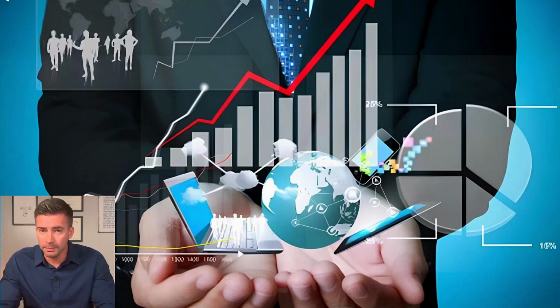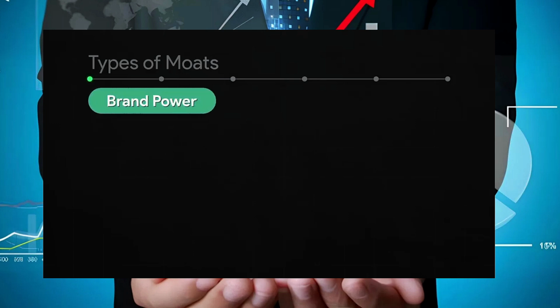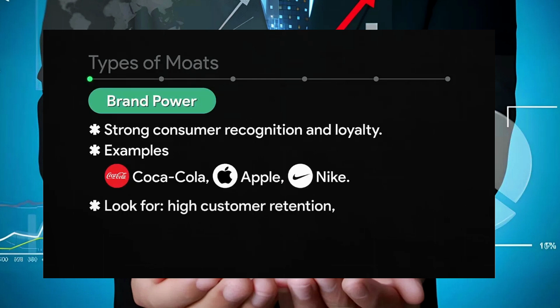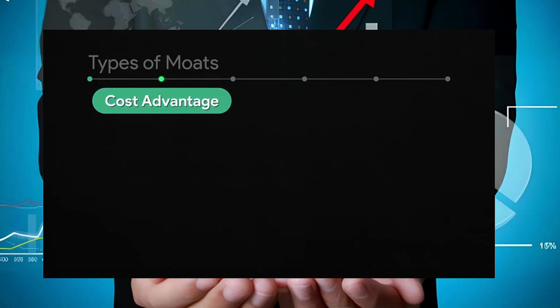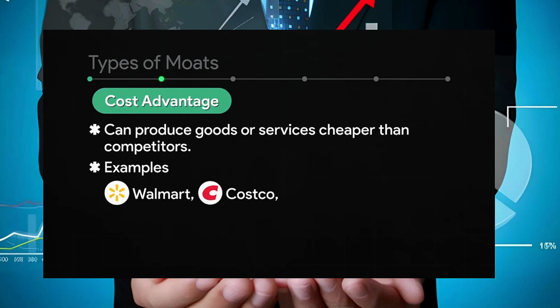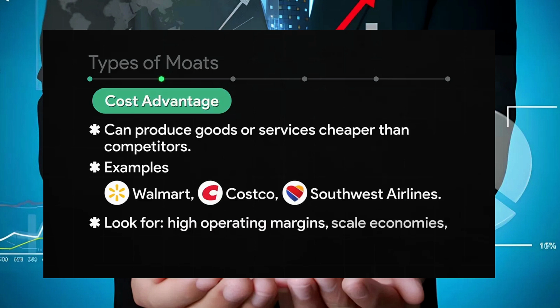Here's a couple of types of moats and competitive advantages that I look for. Number one would be brand power. Strong consumer recognition and loyalty. Some examples would be Coca-Cola, Apple, Nike. Look for high customer retention, pricing power, and premium branding. Number two would be cost advantage. They can produce goods or services cheaper than competitors. Examples here would be Walmart, Costco, Southwest Airlines. Look for high operating margins, scale economies, and low-cost logistics.